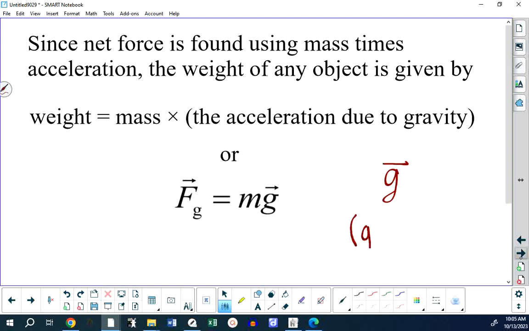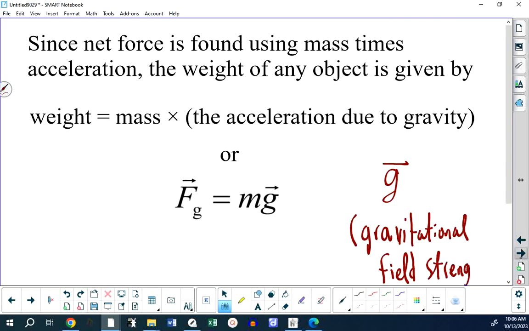In fact, I would prefer to call it what's called the gravitational field strength. I would prefer to do that because then when I do teach you about gravitational fields, you'll go, oh yeah, he's used that terminology before.